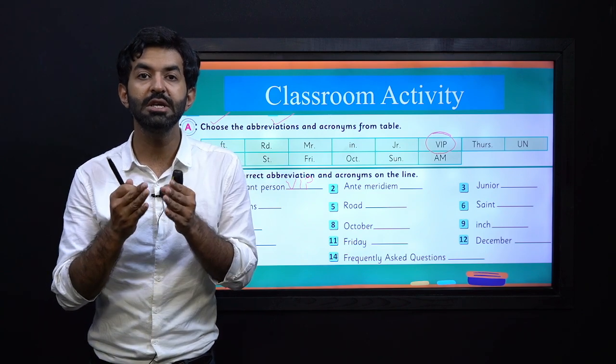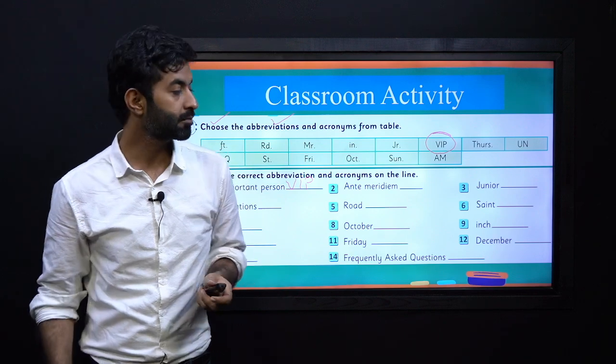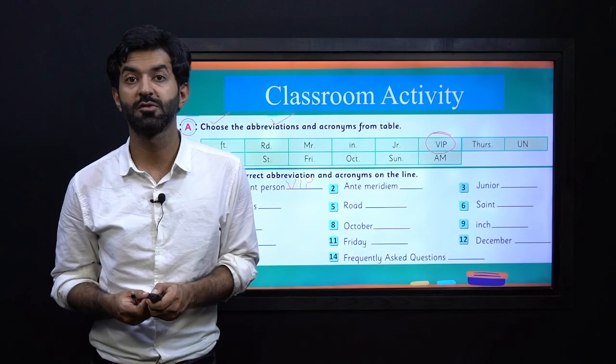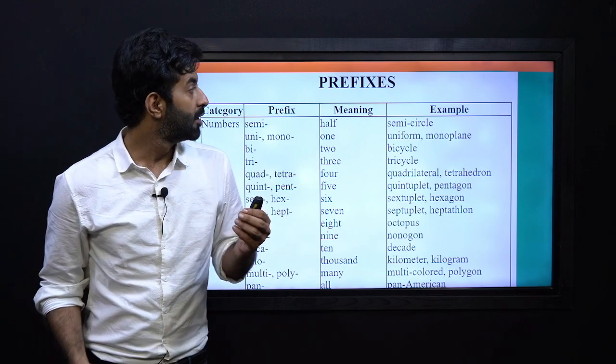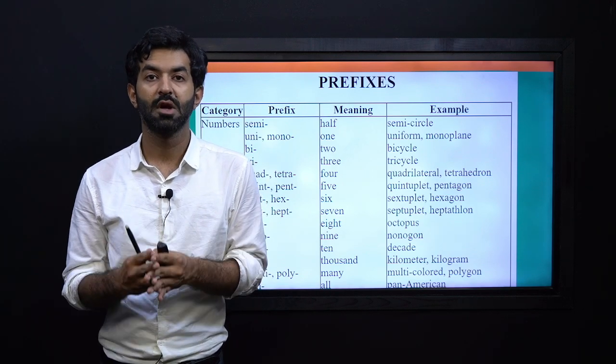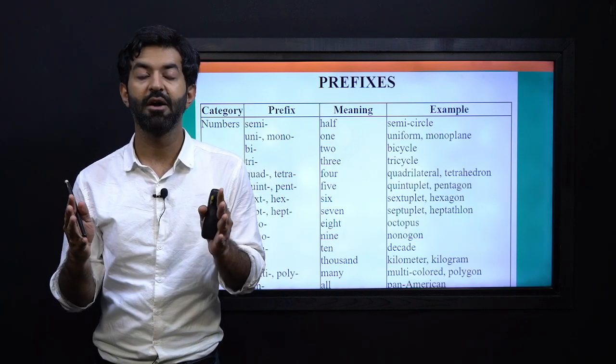We pronounce each letter separately. Now do the rest of these questions by yourself as your classroom activity. Students, let's talk about the second learning outcome that we discussed at the start about affixes.